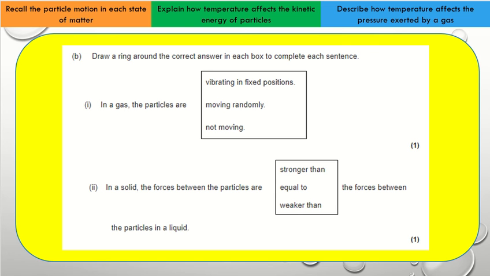So the answer to B part I for this one is that their particles are moving randomly. Remember, gas particles are going to move randomly in all directions. And then part 2, in a solid, the forces between the particles are stronger than the forces between the particles in a liquid. The reason why they're stronger is because solids have their particles in very regular rows, very fixed shapes, so the forces between them are very strong. Whereas in liquids, the forces aren't quite as strong, and that's why the particles can then move over each other.